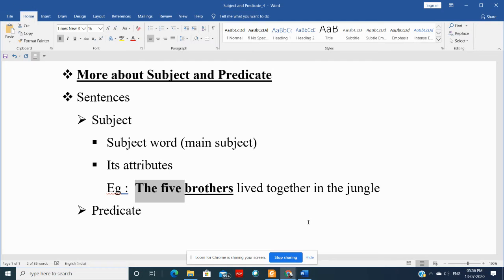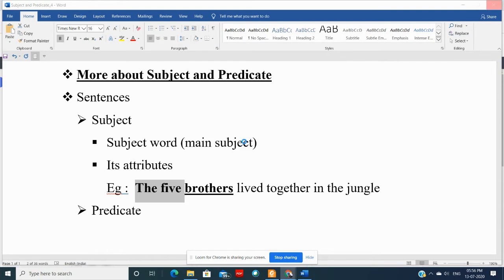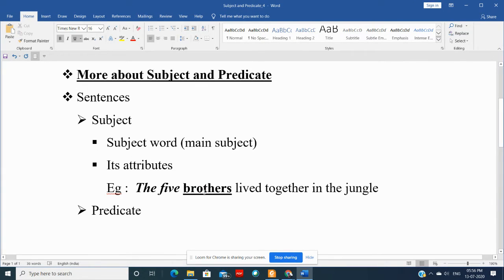All right, now just a minute, hold on, we'll start in a while. All right, so I have made this italics, right? So this is your attributes and this is brothers lived together in the jungle, right? So in this way subject has two parts, and similarly predicate also has two parts, right? So predicate also has different things, that we will see today.